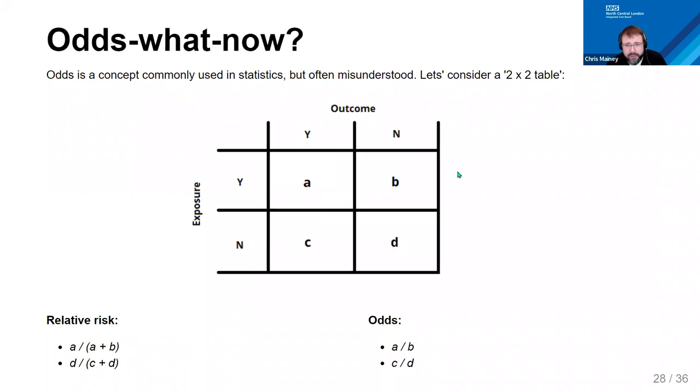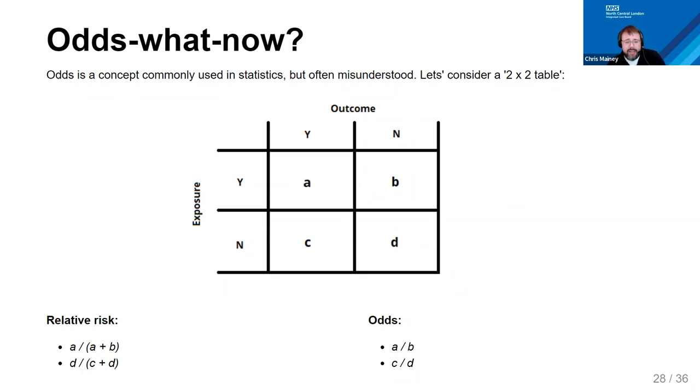So odds what, I hear you ask? You might have heard odds mentioned in betting and other things, but it's used in probability quite a lot as well. To try and get your head around what it means, I've drawn out a so-called 2x2 table that epidemiologists and statisticians often like. What we've got here is an exposure, that's the sort of risk of a thing, and then an outcome as to whether or not it occurs. We've got exposed yes, outcome yes; exposed no, outcome yes, et cetera; outcome no, exposed yes, no. So if we separate those out into A, B, C, D.